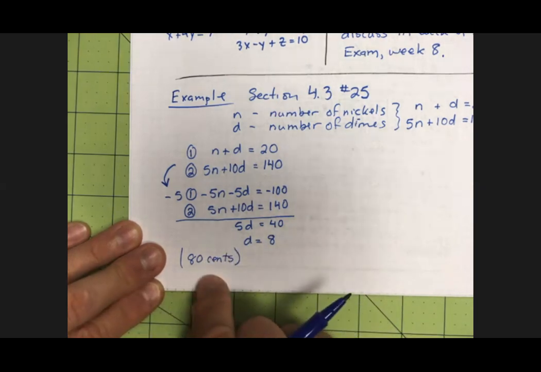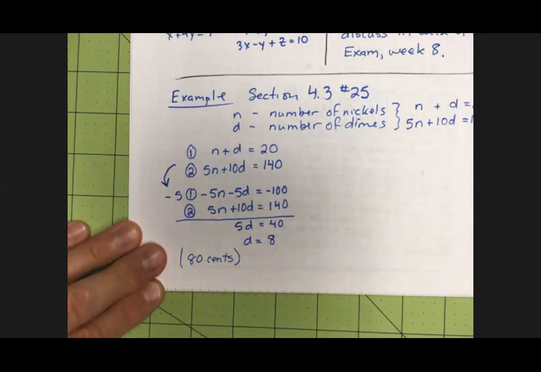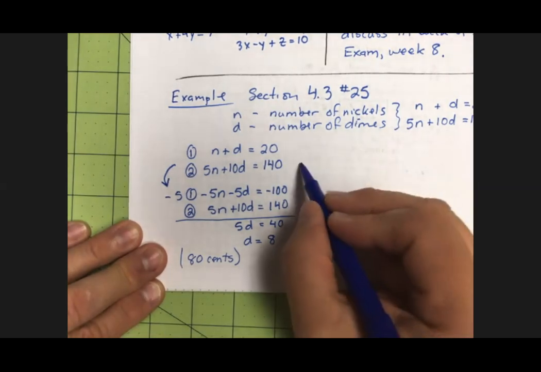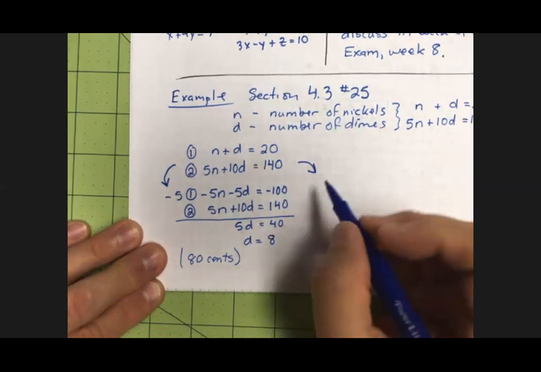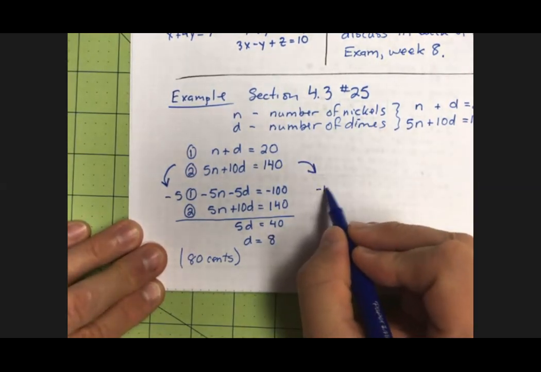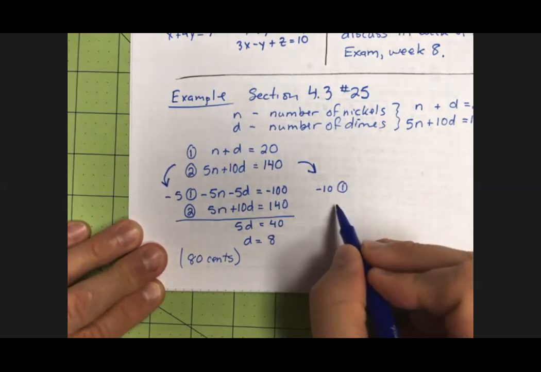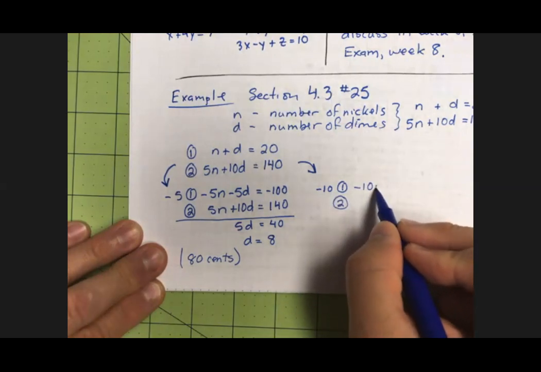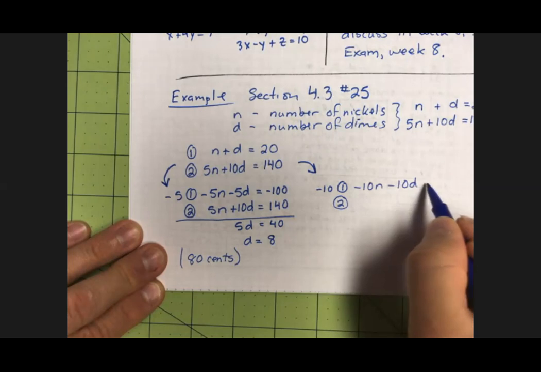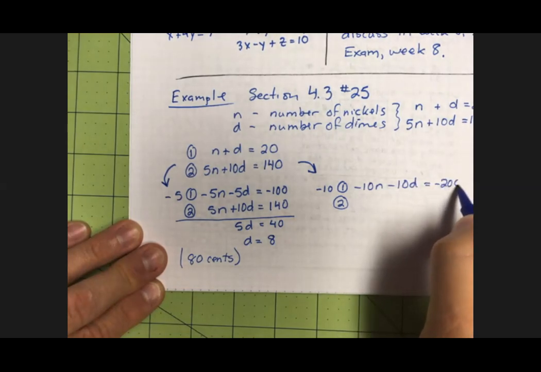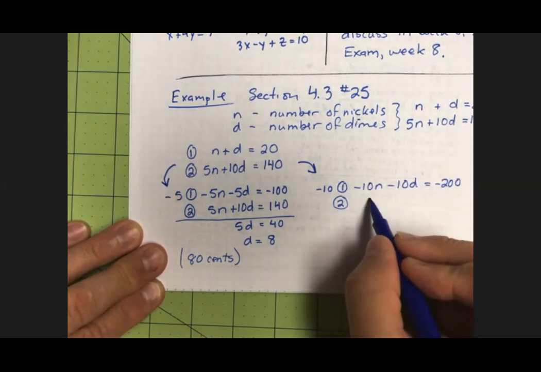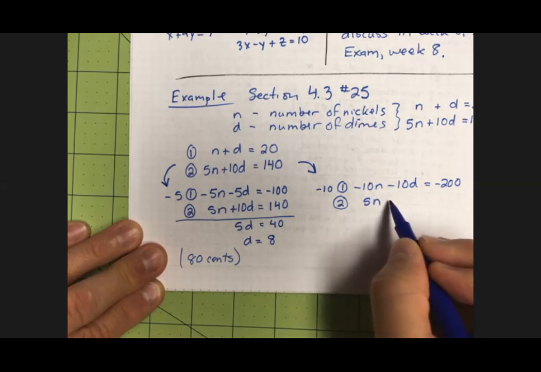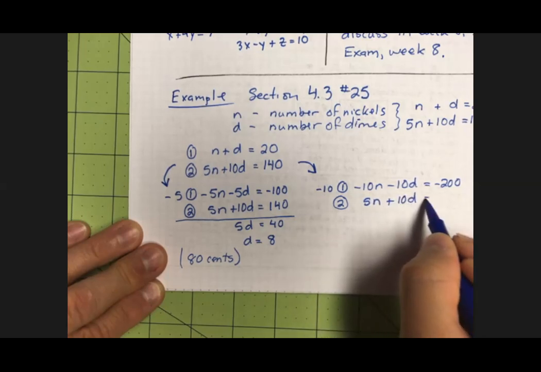Now I could use that in any number of ways to find the number of nickels, right? And I will appreciate if you think this is overkill now, but I'm going to practice the other elimination. Minus 10 times 1. Leave the second equation alone. Minus 10n minus 10d equals minus 200. And second equation as is, 5n plus 10d equals 140.